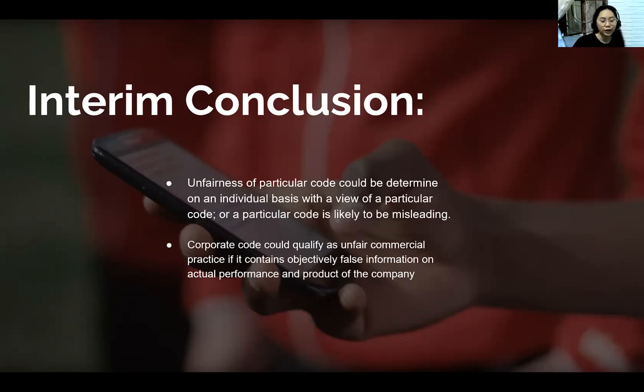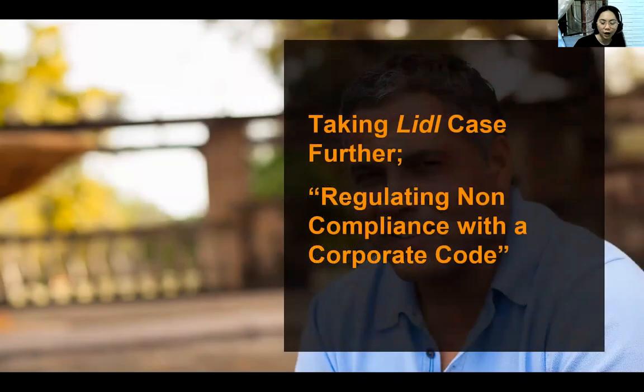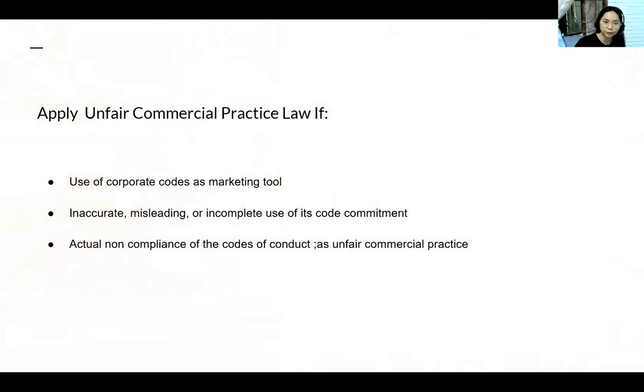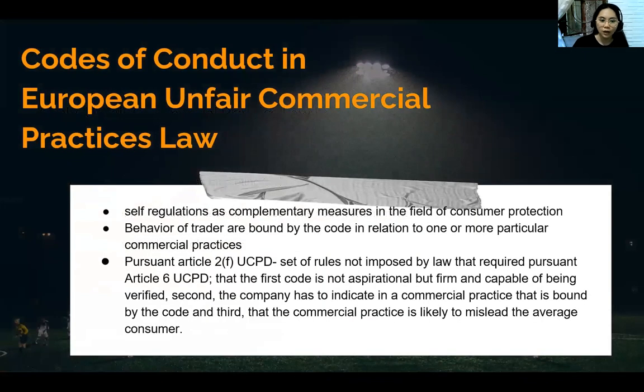Second would be, corporate code could qualify as unfair commercial practice if it contains objectively false information on actual performance and product of the company. So it's already understandable. Taking a little case further, it's about regulating non-compliance with a corporate code. So you can apply unfair commercial practice law if, first, corporate codes are used as a marketing tool. Second, inaccurate, misleading, and incomplete use of its code commitment. And the third one is an actual non-compliance of the codes of conduct would fall under the unfair commercial practice.